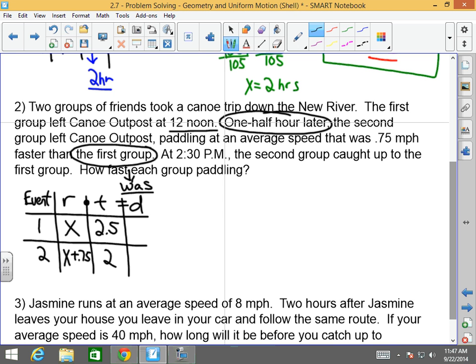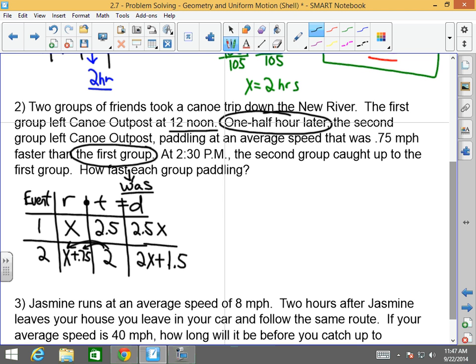So what is my distance? My distance of the first group was 2.5x, because rate times time equals distance. My distance of the second group, distribute, is 2x plus 1.5. Because it's 2 times x plus 2 times 0.75.